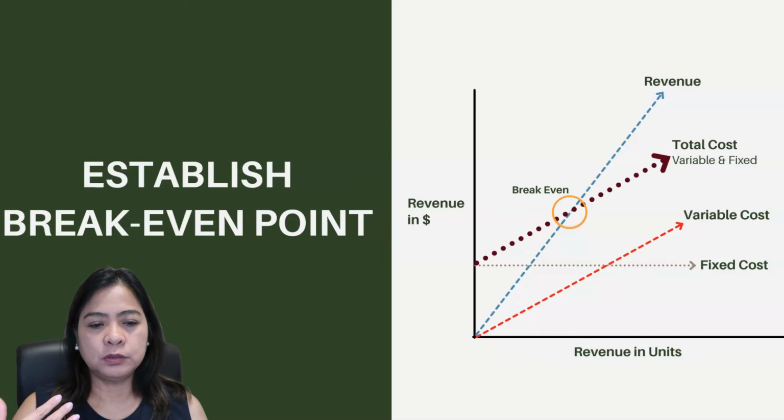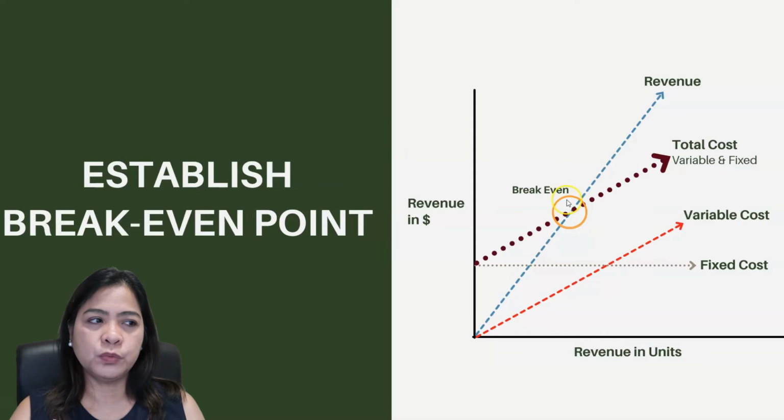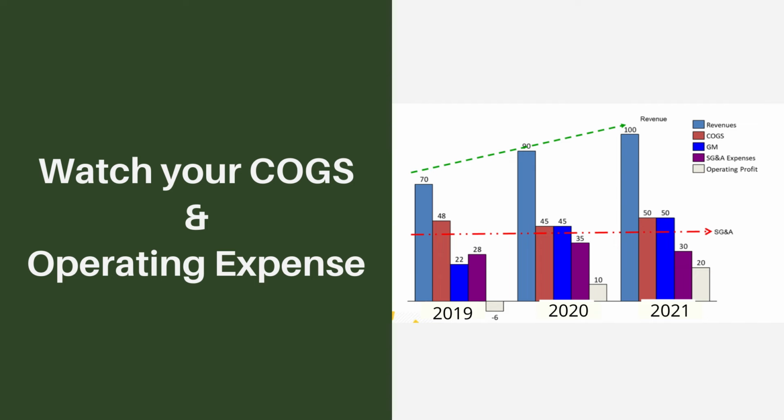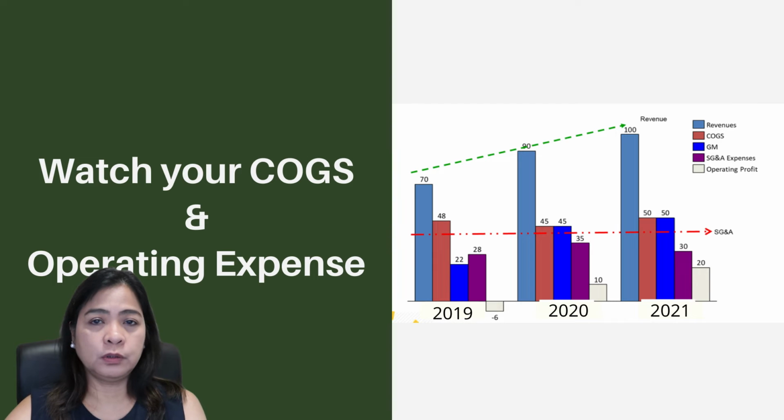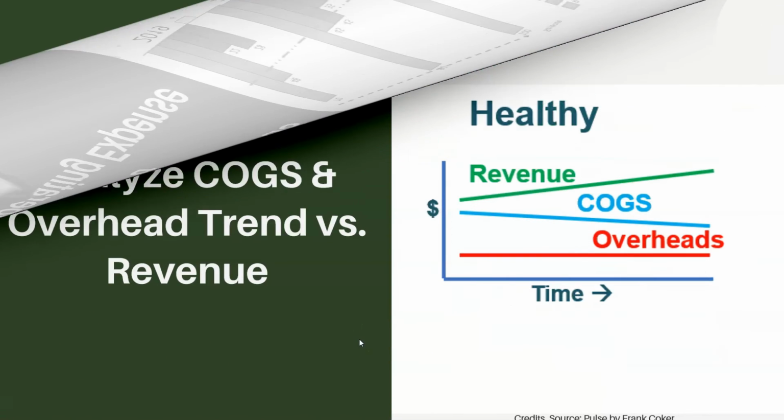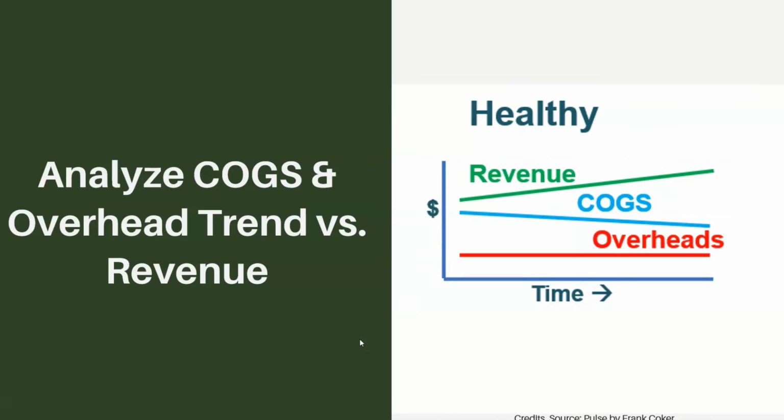So when we talk about all those inefficiencies, we need to really look closely at your cost of goods sold and your operating expenses. Let's try to analyze the cost of goods sold and overhead, or that will be more your fixed cost, versus your revenue. And when you analyze it, you can tell if there's some unhealthy trend happening there, and you can look at what's causing the inefficiencies, or how you can better manage your costs. So here, analyzing cost of goods sold and overhead trend versus revenue.